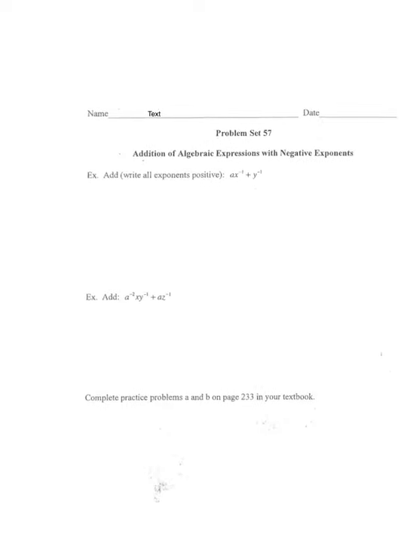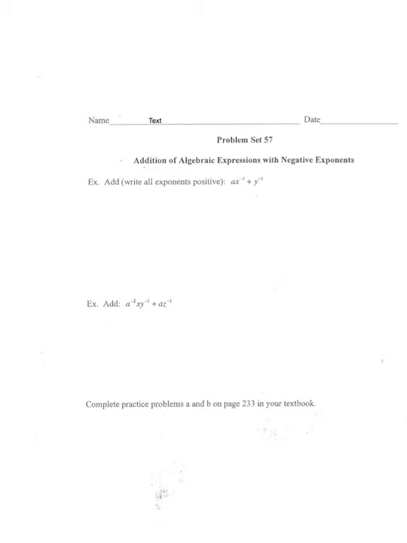Okay, everybody, so in this section, we're going to add some algebraic expressions which include negative exponents. And what's great about this is that it has a direct connection to what we were doing before when we were adding rational expressions with unlike denominators. So I want to take a look at this first example here, which is a times x to the negative first plus y to the negative first.